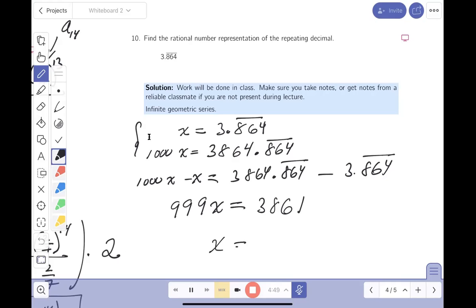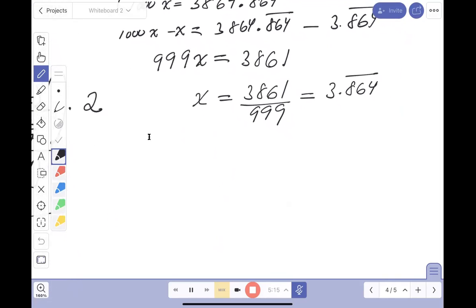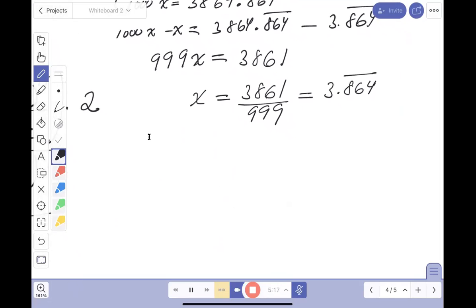What do I get now? x. What's x? 3861 over 999. I am claiming this is the same thing as, and I mean exactly the same thing as, 3.864 repeating. All right, so someone says, am I done? I think you're done, but I do want to claim that this can be reduced. All right, I'm going to go through that with you.